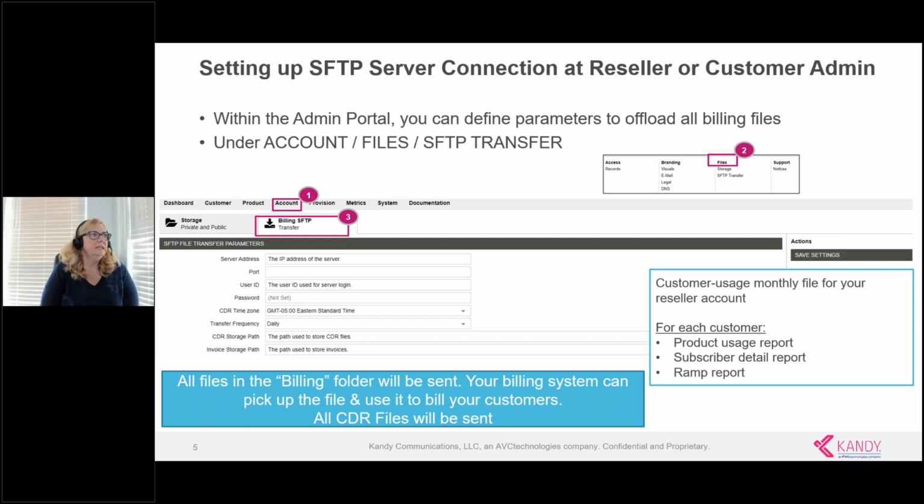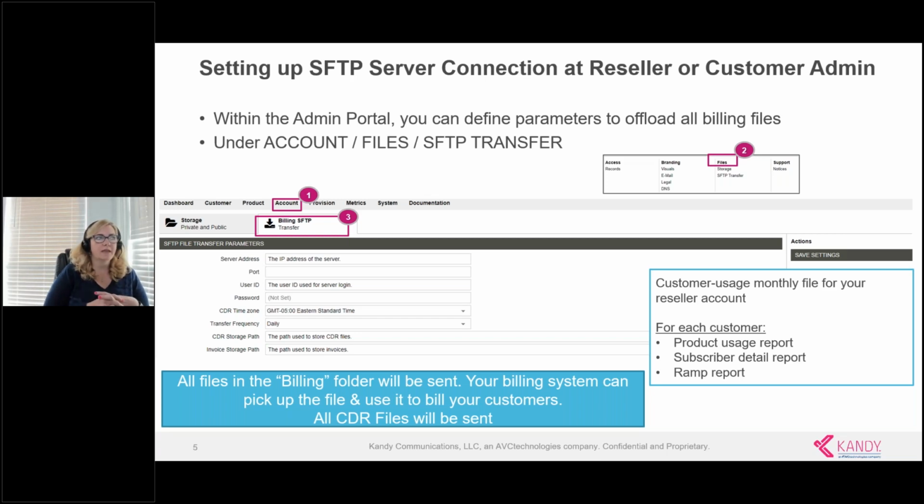And so in here, you have to put in an IP address of the server. Maybe there's a port number, again, trying to make this as easy for your network team as possible. Is there a user ID and password to get credentials into that location? Is there a certain time zone for the CDR that you want it in? How frequent? Is it daily or hourly? And then you could have a different path for the call detail records than the invoices.